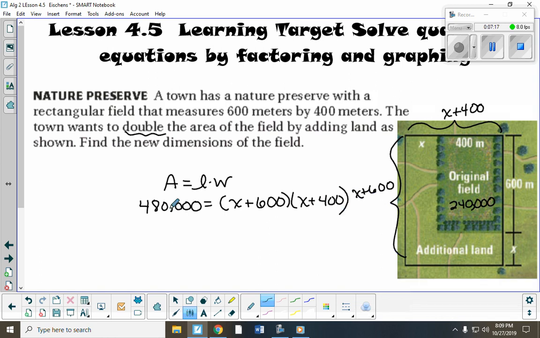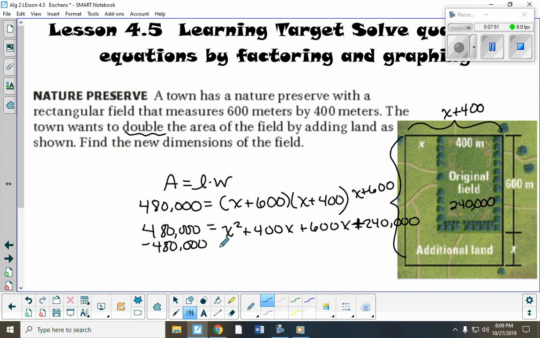So to solve this, we're going to have to simplify, and we're going to FOIL the right side. So we'd have x squared plus 400x plus 600x plus 240,000. And that equals 480,000. Now, whenever we're solving quadratics, and I know it's quadratic because there's an x squared, we need to get 0 on one side. I'm going to subtract the 480,000 from both sides.